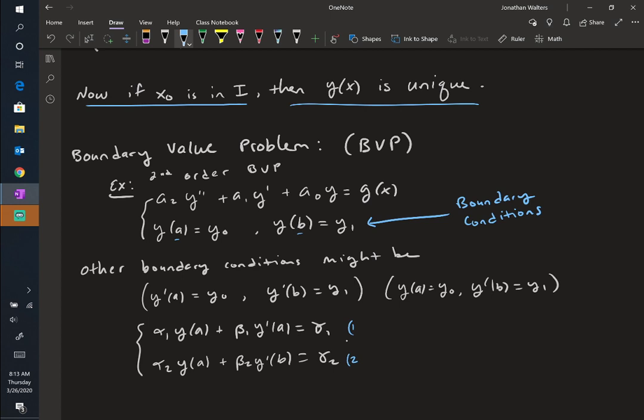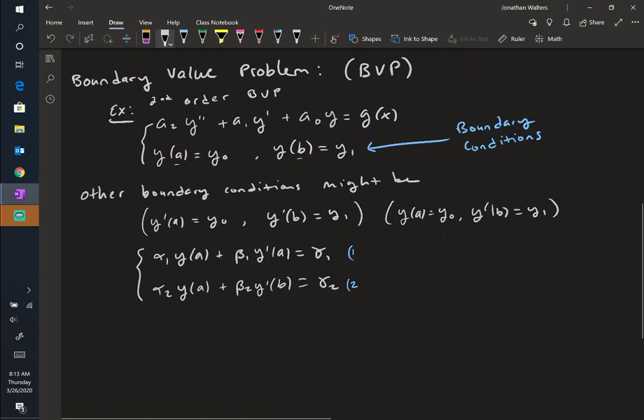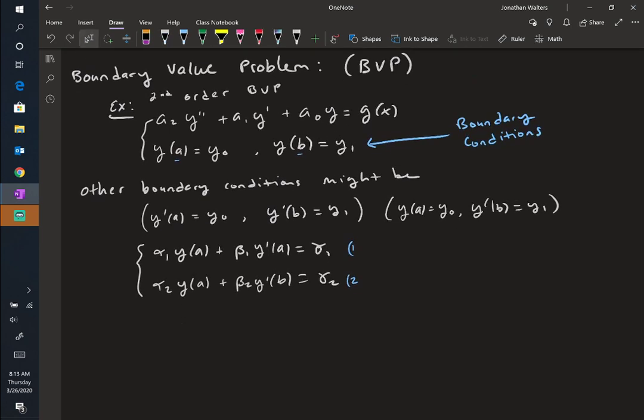So it's just a lot of stuff that you could do with your boundary value problems. They're much more involved usually as far as the conditions go for boundary value problems. But in general, you cannot guarantee uniqueness for boundary value problems. So uniqueness is harder to find in boundary value problems.